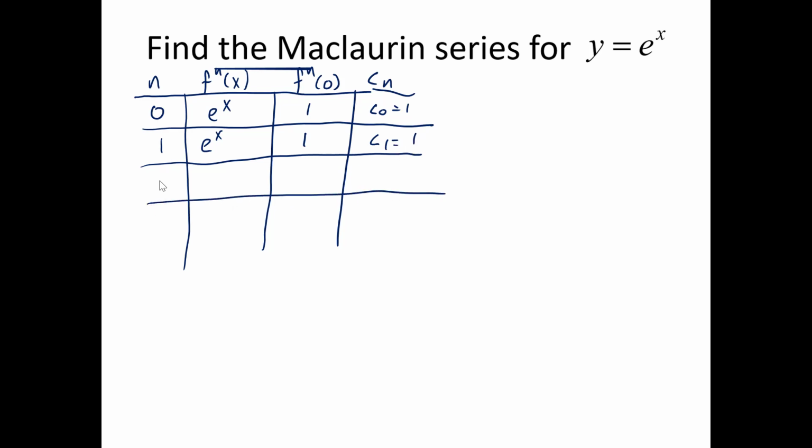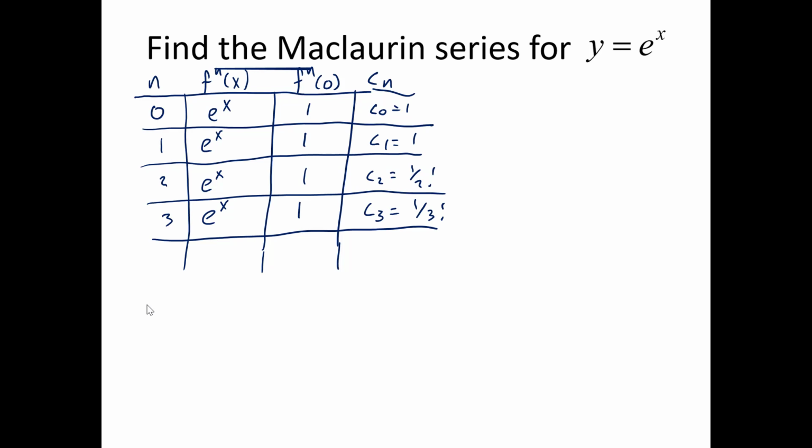When n is 2, your derivative is still e to the x, you still get 1, and over here you get c_2 is 1 over 2 factorial. When n is 3, your derivative is still e to the x. You put in 0, you still get 1, and then you get 1 over 3 factorial. And from there it's pretty clear what's going to happen.